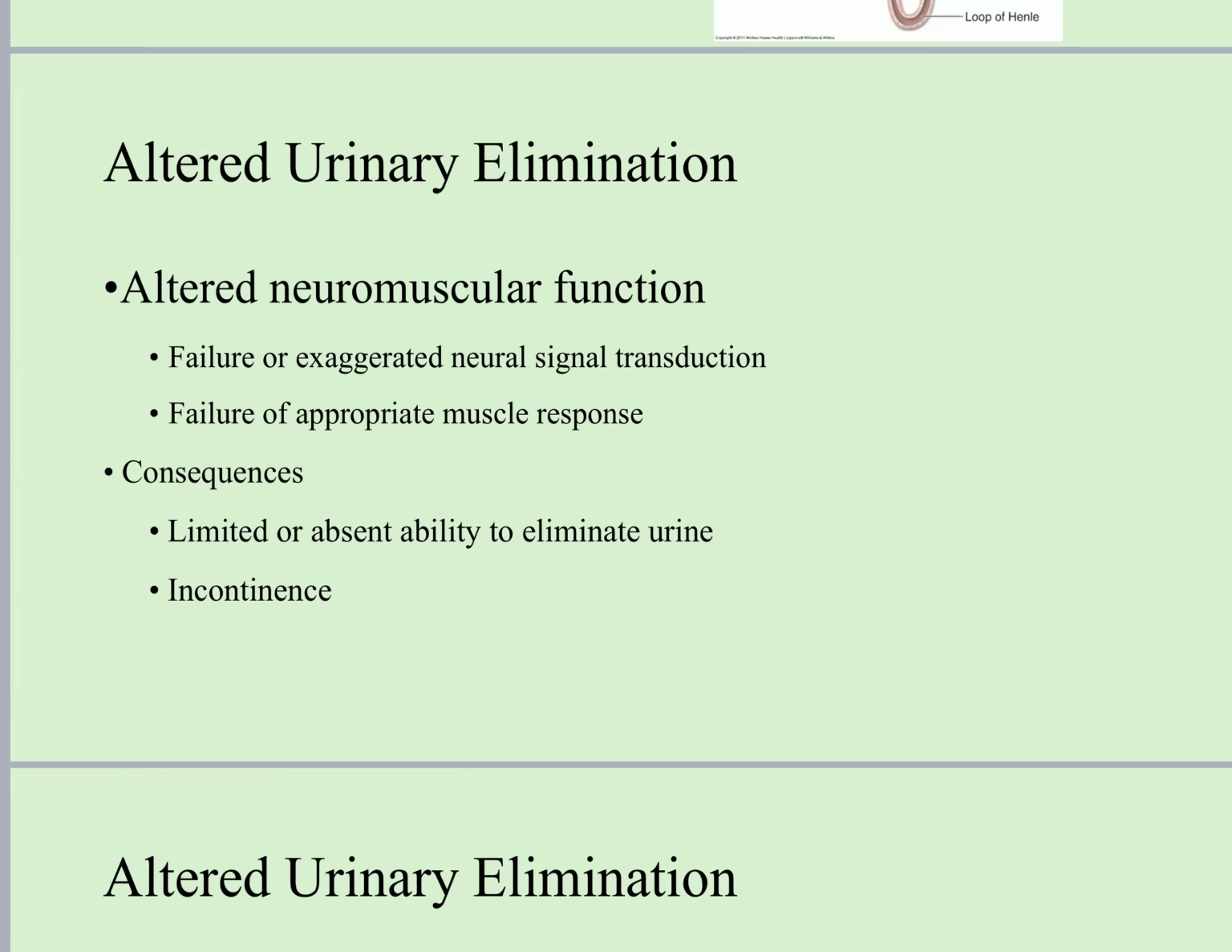Another cause is altered neuromuscular function. So, spinal cord injury, multiple sclerosis, anything that disrupts neural signals to the bladder and sphincters is going to be altered neuromuscular function, and it can lead to either retention, so a lot of urine that's just trapped in the bladder, or incontinence entirely.